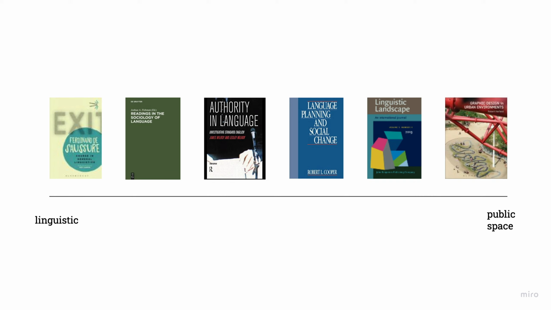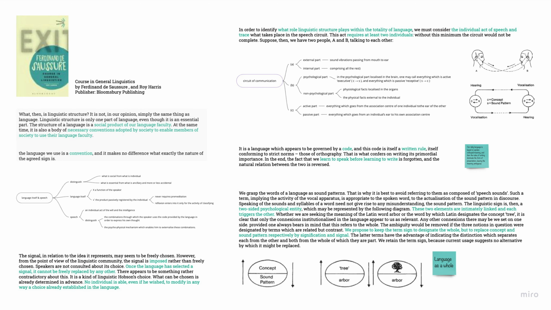Review. In the literature review, my reading was divided into two main parts. The first part is about language and the second part is about public space. In Course in General Linguistics, Saussure presents a structural dissection and interpretation of language. The language we use is a convention, and once the language has selected a signal, it cannot be freely replaced by any other. The structure of language is a social product of our language faculty. At the same time, it is also a body of necessary conventions adopted by society to enable members of society to use their language faculty. Complex communication requires language to form a closed loop between communicators from mouth to brain.